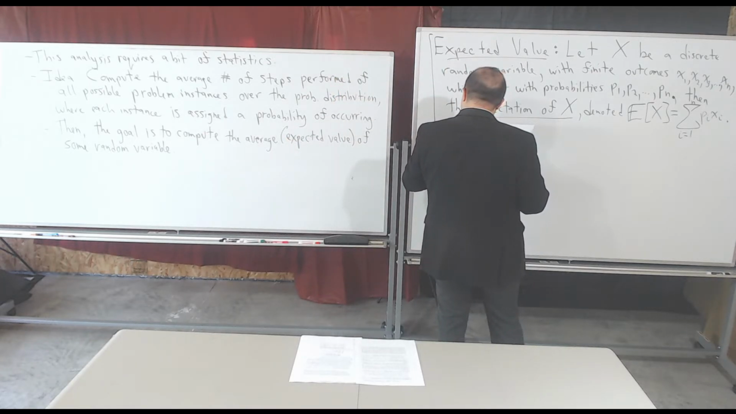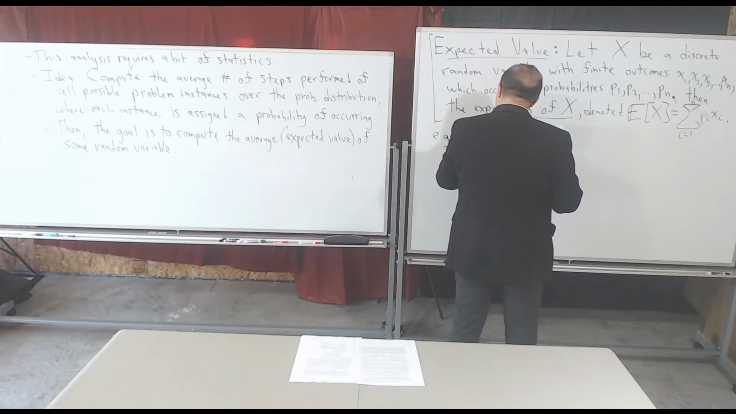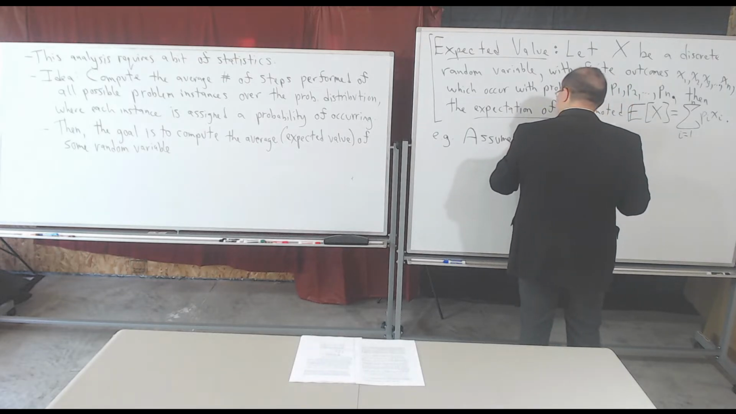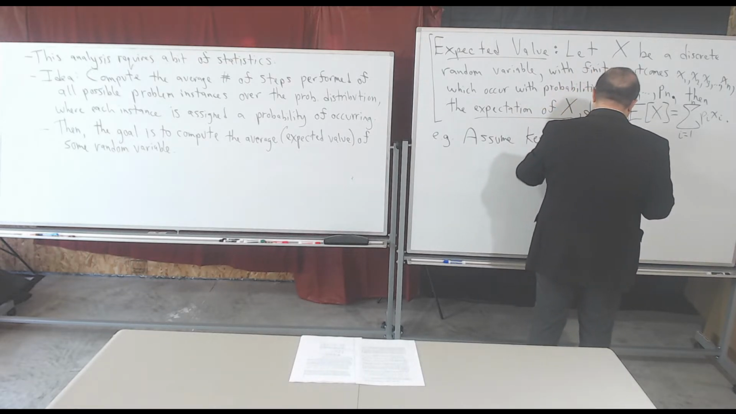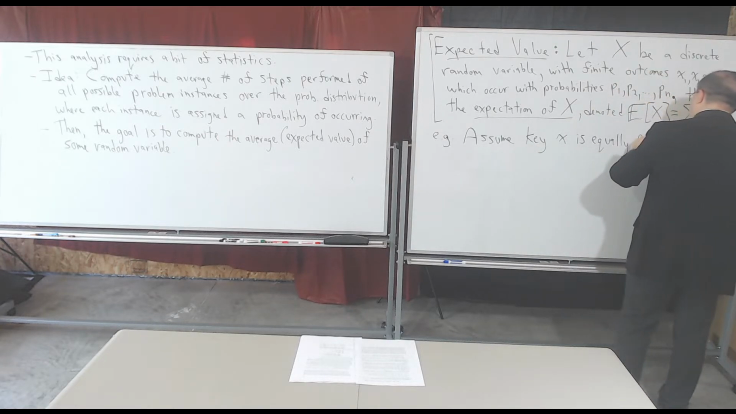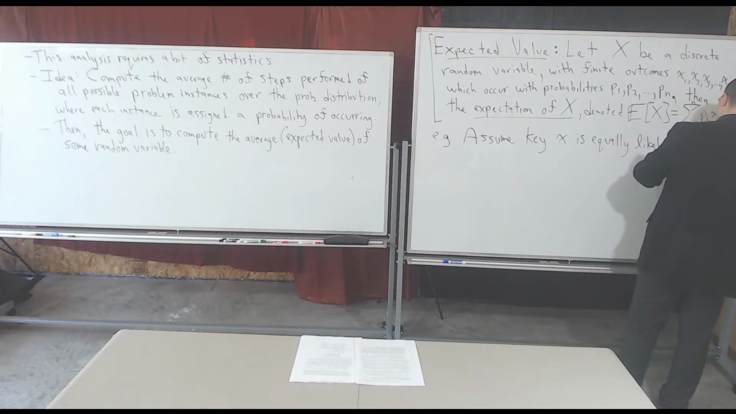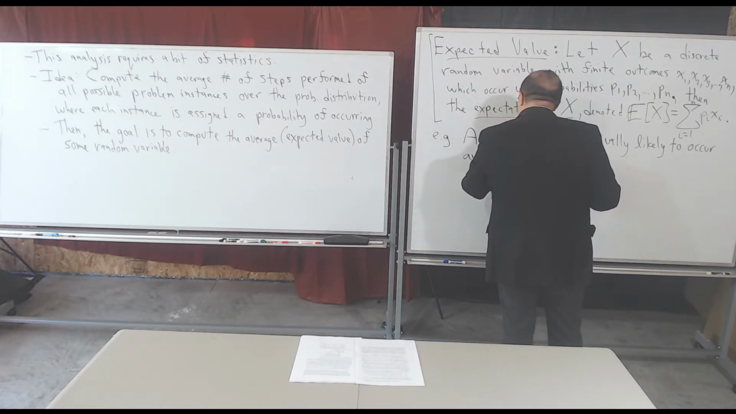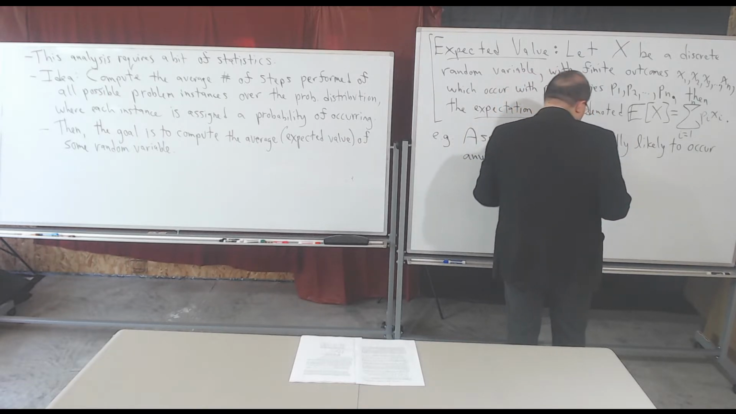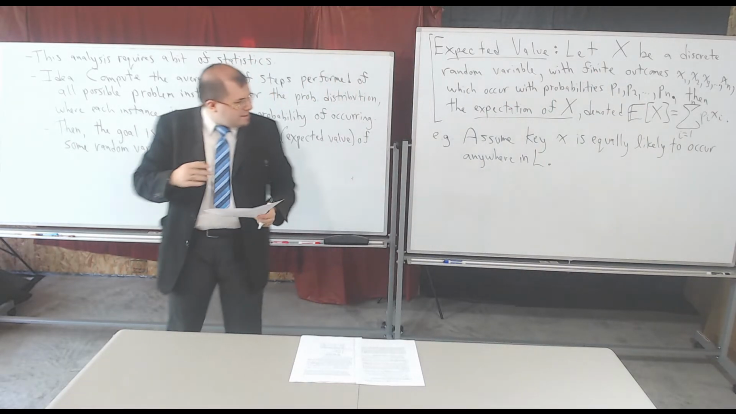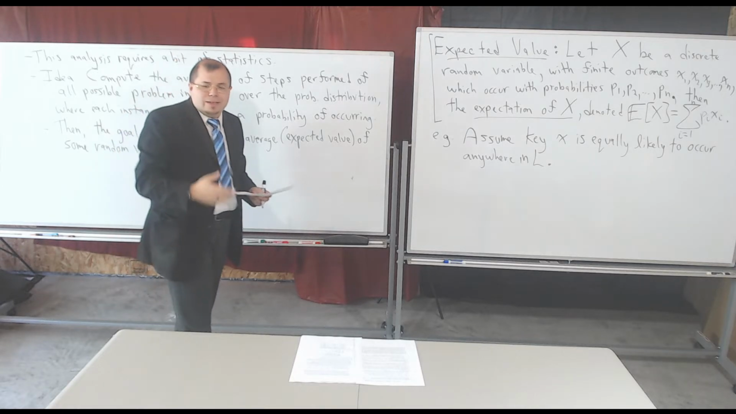So for our example, we're going to consider a distribution that looks like this. This is typical. Assume x is equally likely to occur anywhere in L. Now, when I say this, that implicitly means that x is somewhere in L, right? It's equally likely to occur.